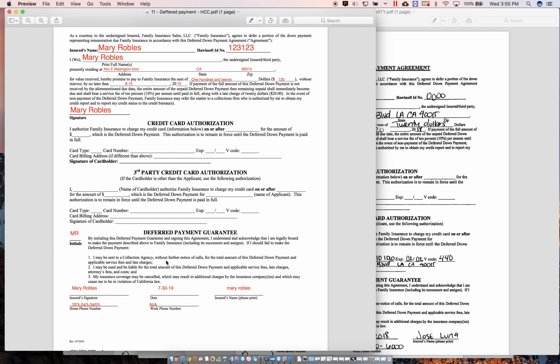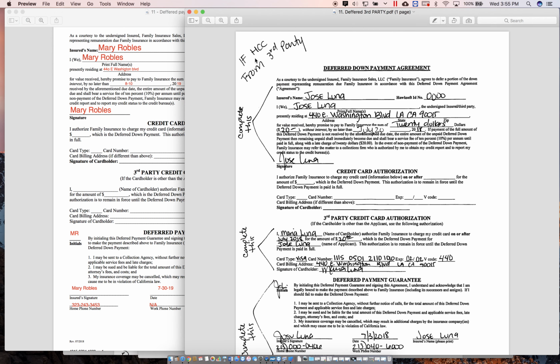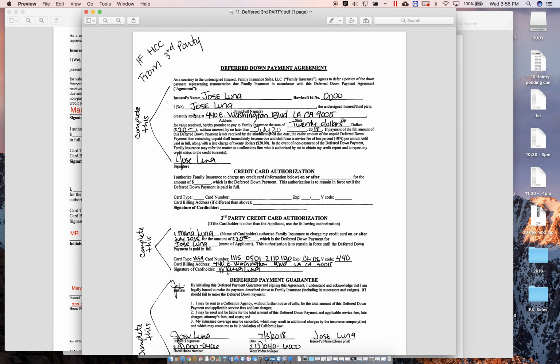Now remember, these are 3 different situations. Credit card authorization: the policyholder is authorizing us to deduct the payment. Third party: a third party is authorizing us to deduct the payment from their card. And the deferred payment guarantee is more of a promissory note; the customer is promising to return to pay the balance. So let's review this one. It says if hold credit card is from the third party. Let's review this form.